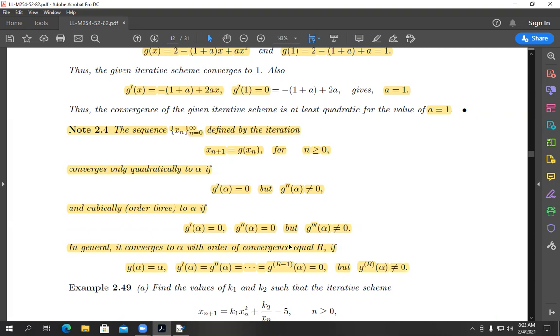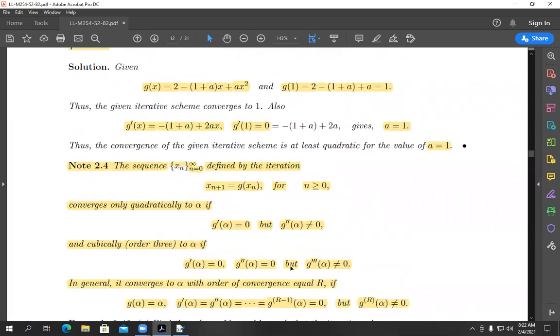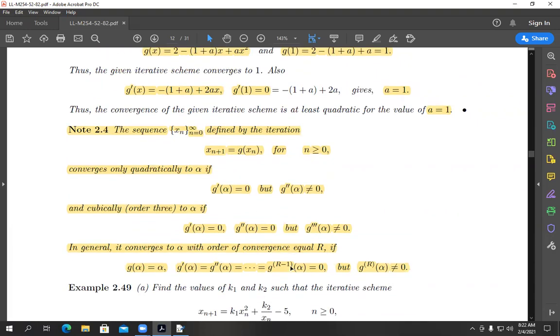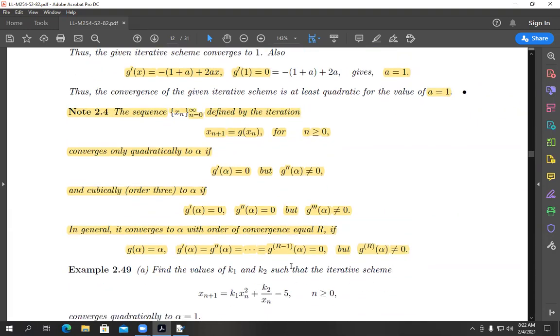If someone asks you what is the order of convergence, the order of speed, always very fast. Now let's look at this question. Please, this question I can give you in the exam. This is a good example.